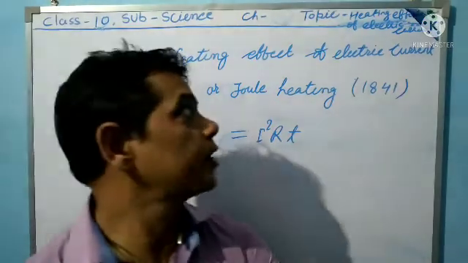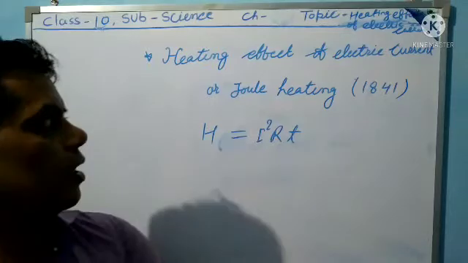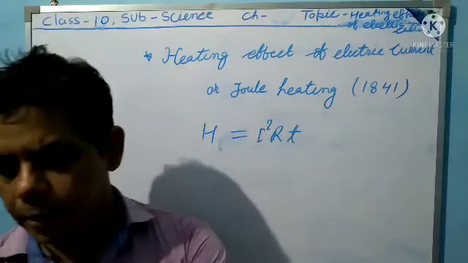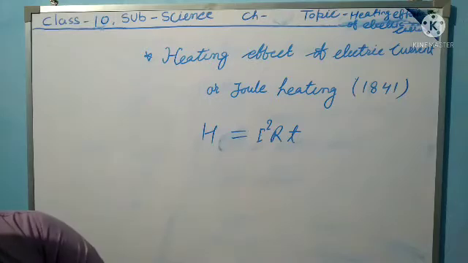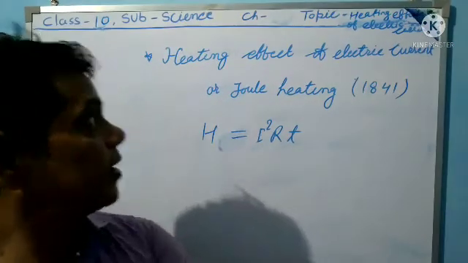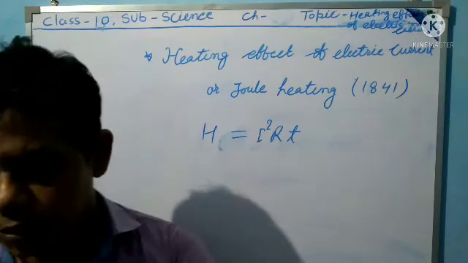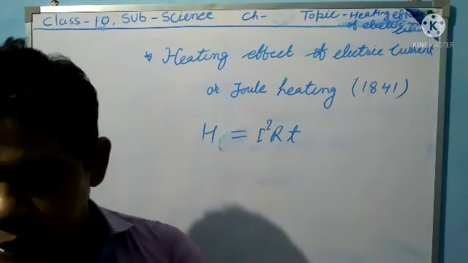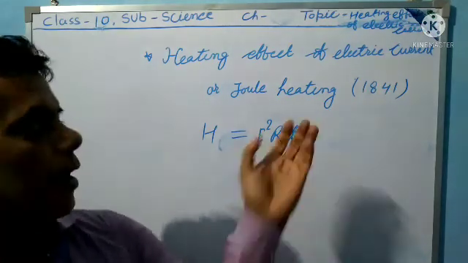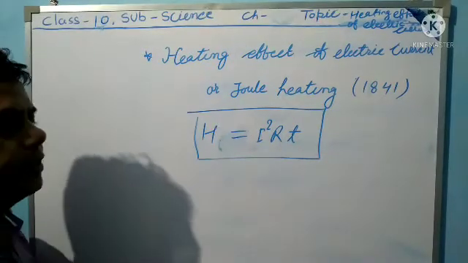Today our topic is the heating effect of electric current, also known as Joule's heating effect. It was given by the scientist James Prescott Joule in 1841. The formula is H equals I squared R T.